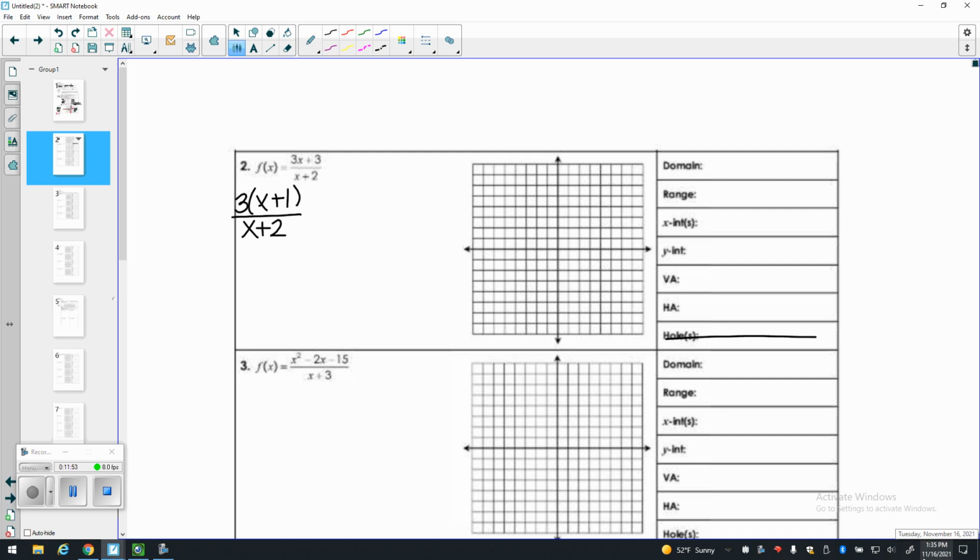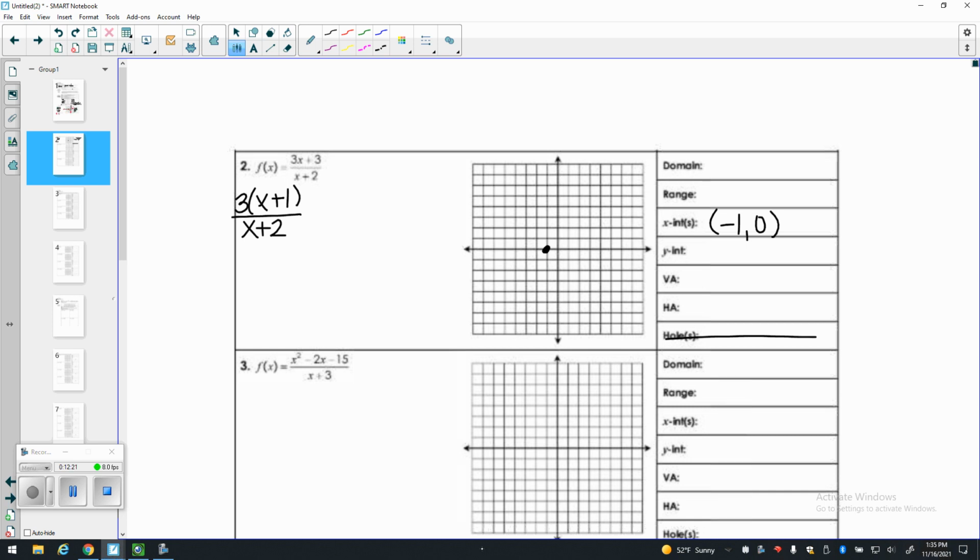Now I want to find my x-intercept. How do I find my x-intercept? Set the numerator equal to 0. Find your x-intercept right now. So 3 times x plus 1 equals 0. Divide by 3. Subtract 1. My x-intercept is at negative 1, comma 0.